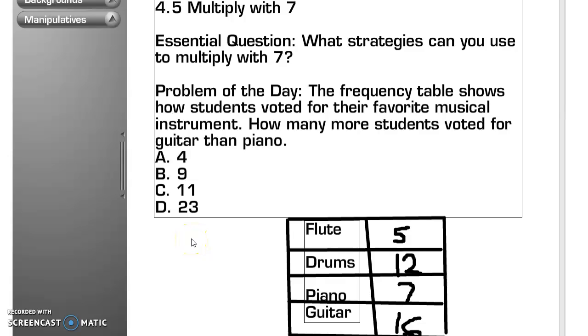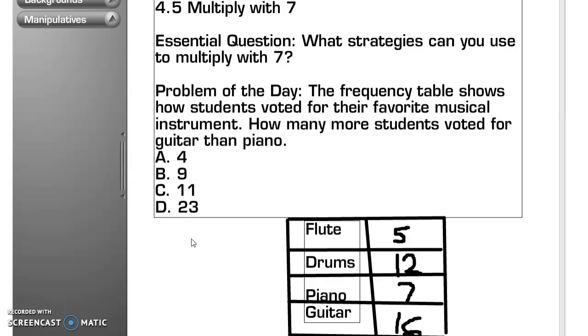Today is lesson 4.5, multiply with 7. Our essential question is, what strategies can you use to multiply with 7? Our problem of the day is the frequency table shows how students voted for their favorite musical instrument. How many more students voted for guitar than piano?